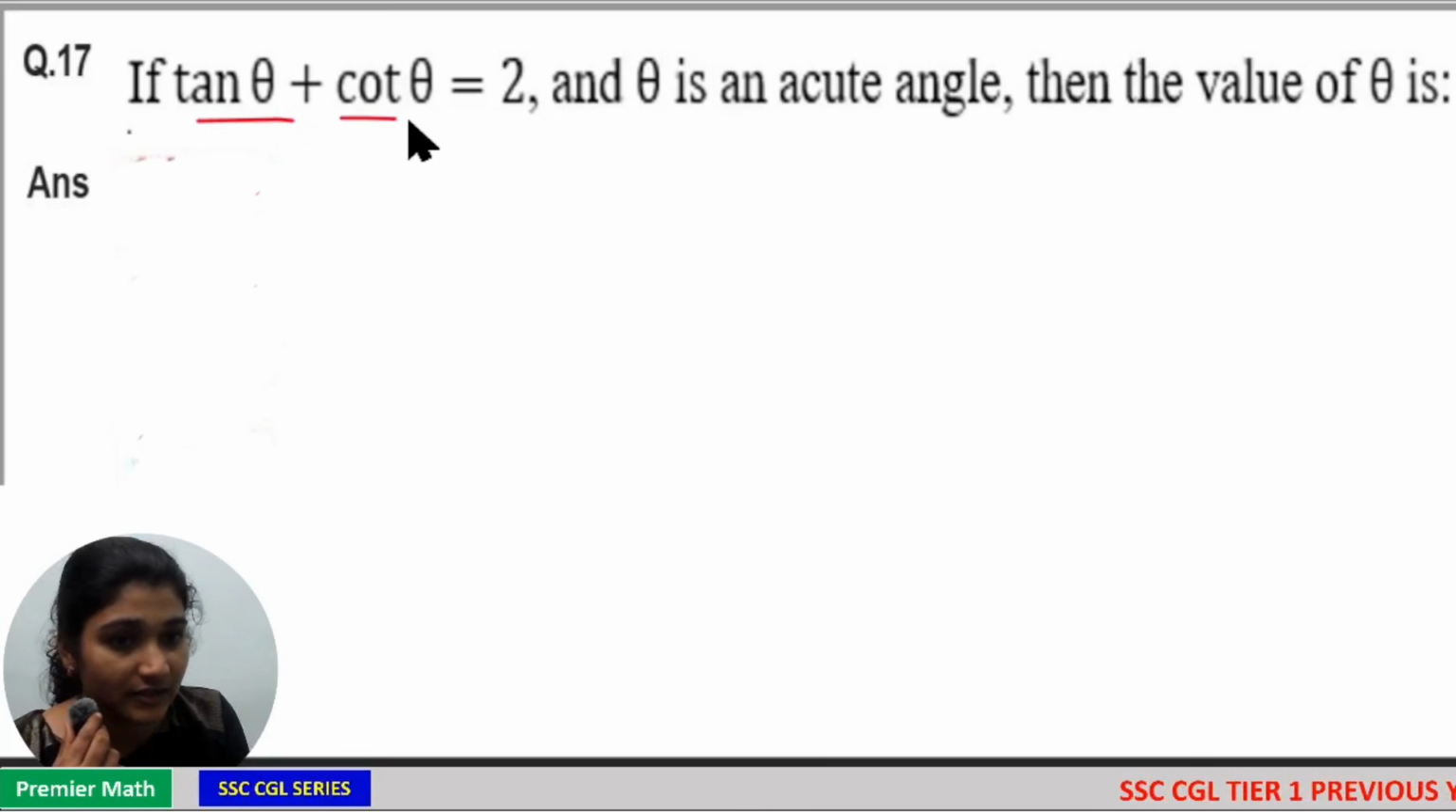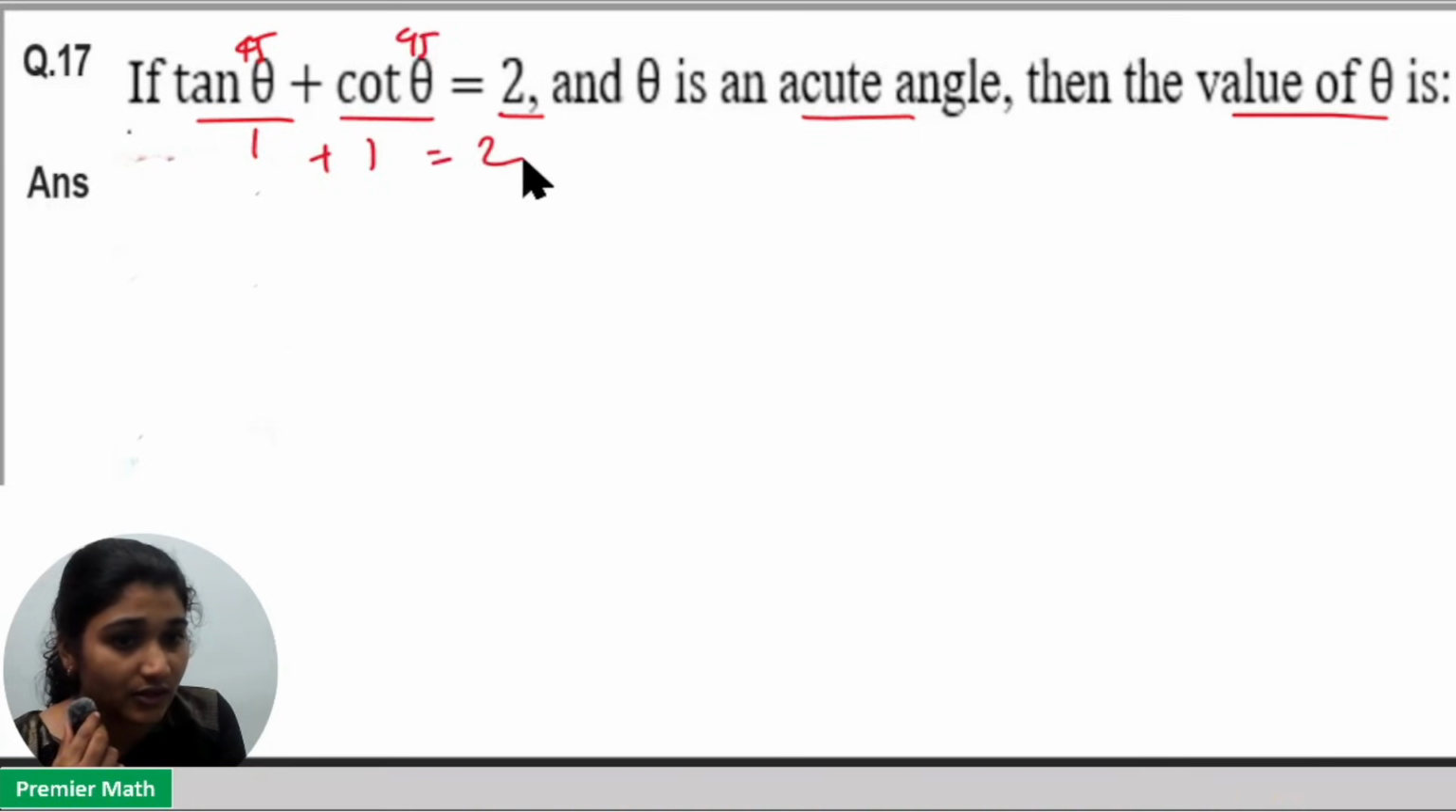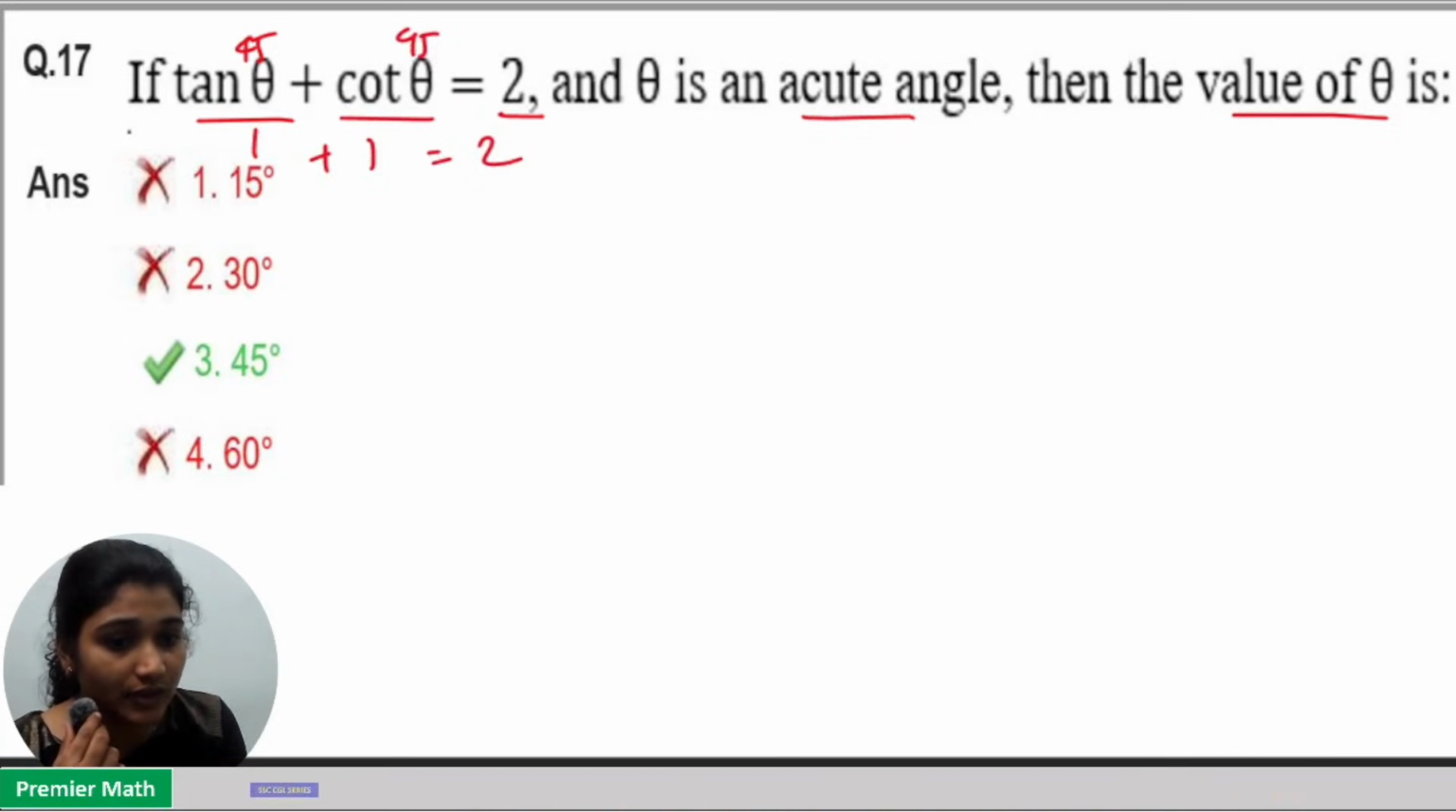If tan theta plus cot theta is 2, and theta is an acute angle, then the value of theta is... tan 45 is 1, cot 45 is 1. So tan theta plus cot theta is equal to 2 when theta is equal to 45 degrees.